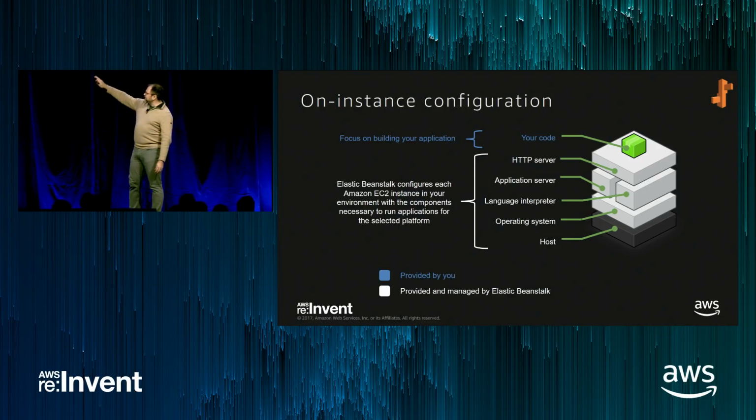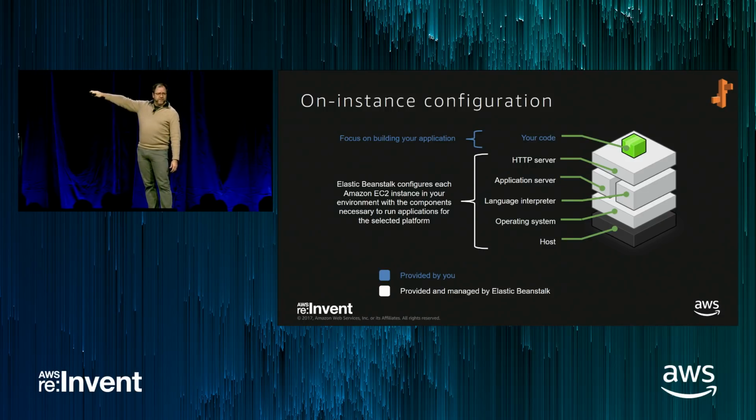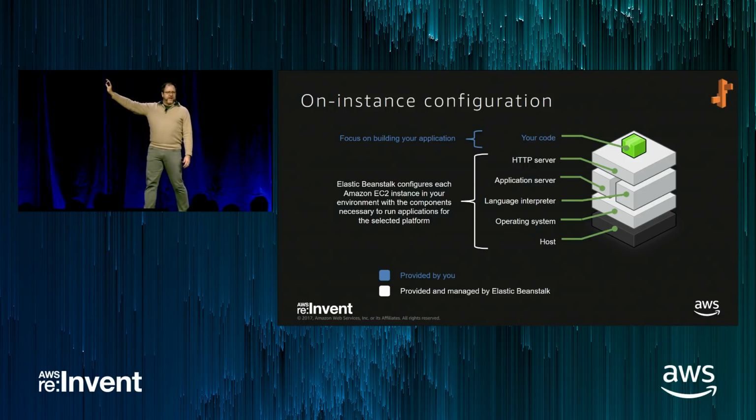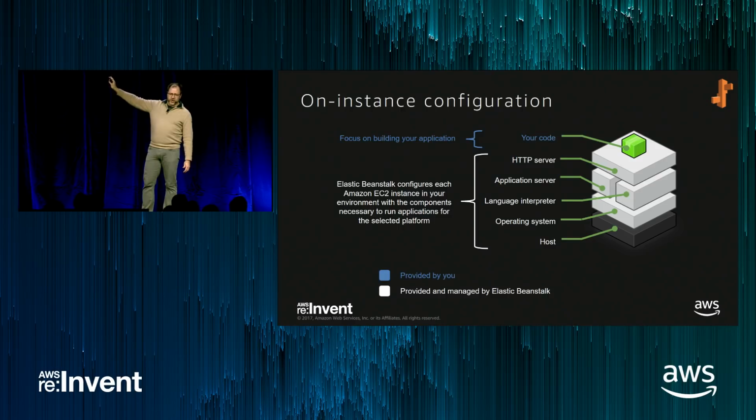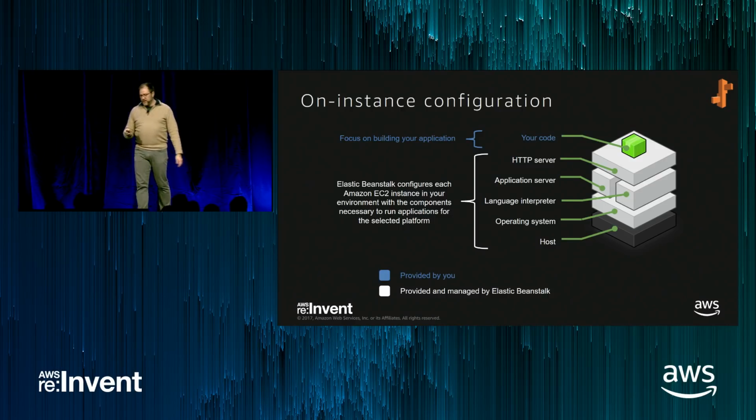The goal with Elastic Beanstalk is that we manage everything there that's gray. So really all that you're left with having to control and manage is your code. You deploy it, you give it to us, we handle everything underneath that in the stack.